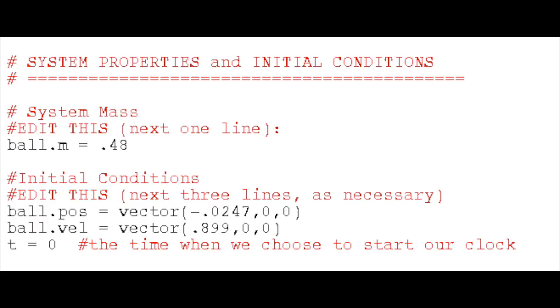Initial position and initial velocity used to create a model of a ball rolling were taken from the data collected using Tracker. The initial position was negative 0.0247 meters in the negative x direction, and the initial velocity was 0.899 meters per second, which I calculated using the first two data points on the position versus time graph. I measured the diameter of the basketball, which was 0.275 meters, and the mass was 0.48 kilograms.